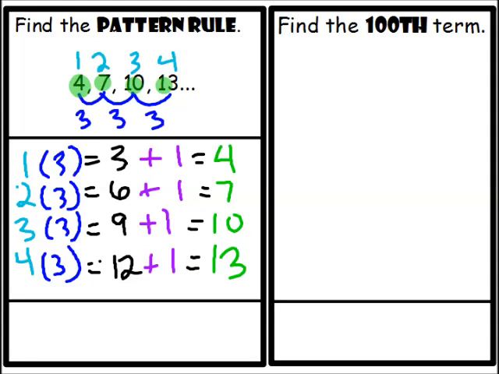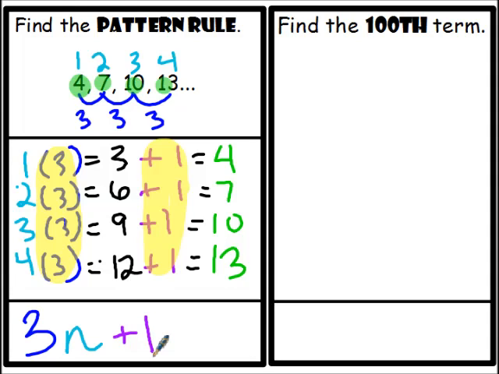So we're ready for our rule. First we multiply 3 times the term number, and finally we add 1. So we have our constant difference of 3 times the number's position in the sequence. Excuse me, I got the wrong color there. Times the number's position in the sequence, and then finally you add 1.